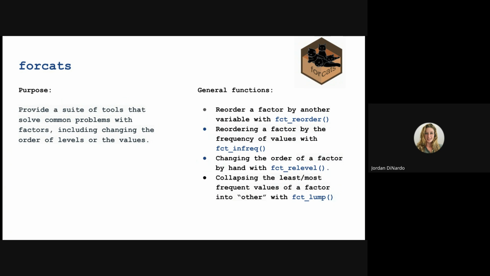And then finally, collapsing the least frequent values of a factor into other. This is really helpful, which I need to use more of, because you can imagine you're trying to visualize, say, a bar graph of data by species, and you have hundreds of species, but there are a lot of rare species. You can use this to help collapse those infrequent species into this other category. So that's what fct_lump would do.